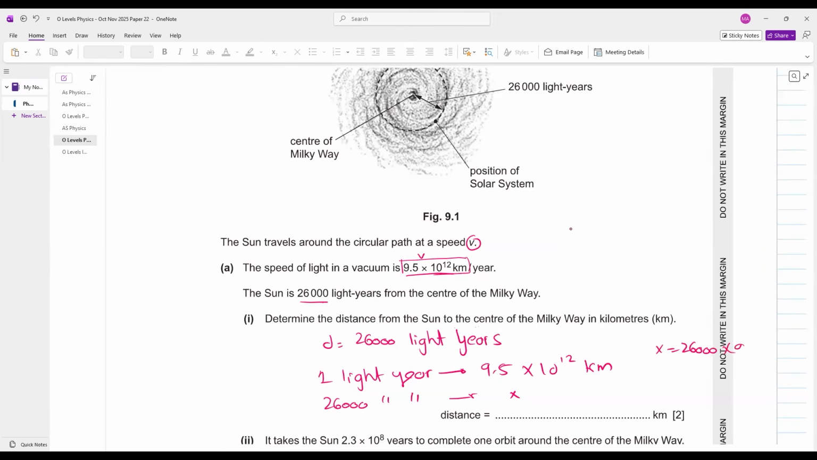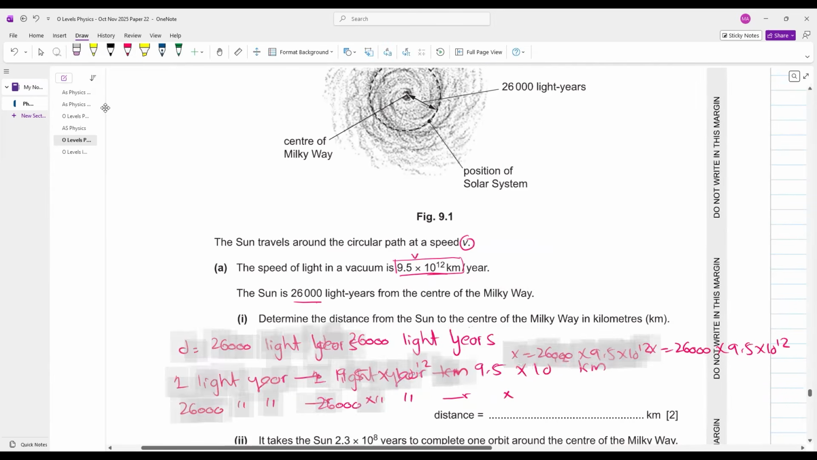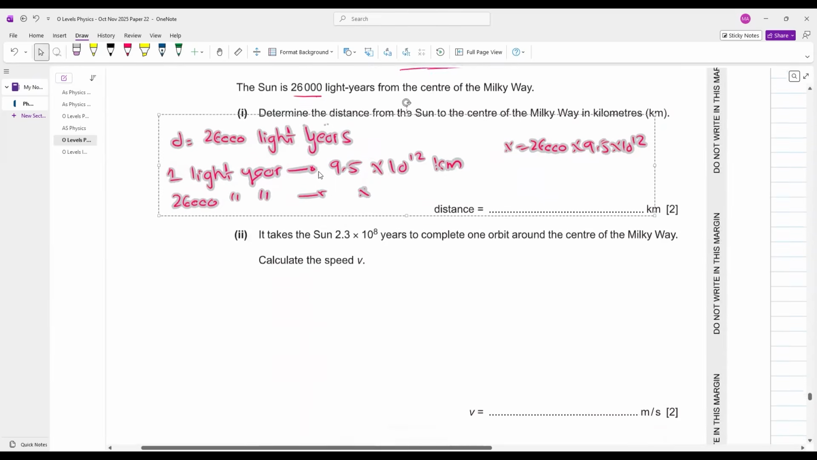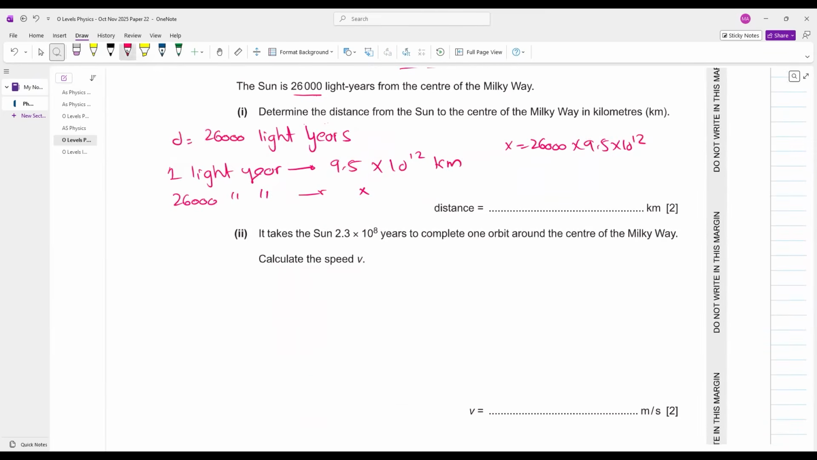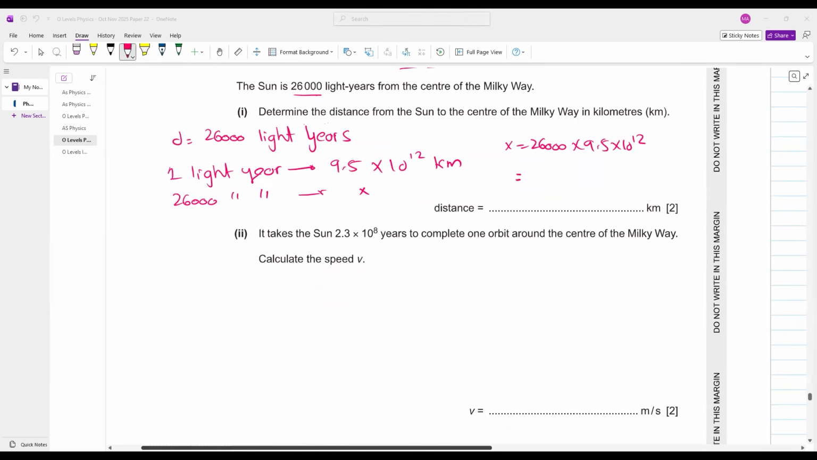26,000 × 9.5 × 10^12. What does your answer for the distance come out to be in kilometers? Brother, what is the answer for distance in kilometers? Can you tell? Any genius in the chat, would anyone like to tell? Yes, the answer comes out to be 2.5 × 10^17 kilometers. Simple.